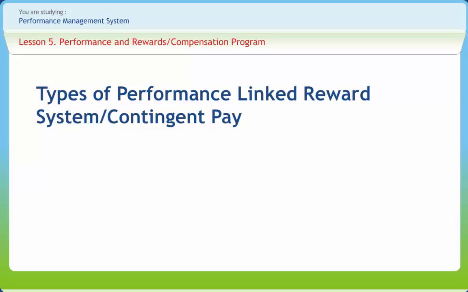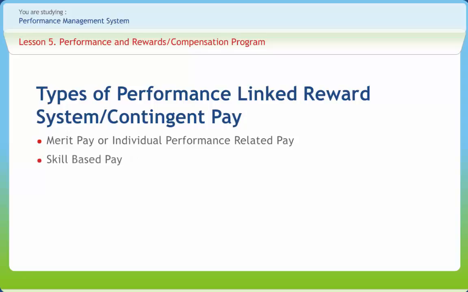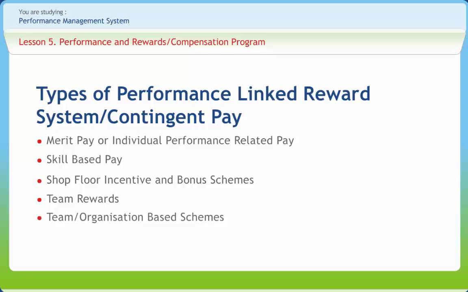The main types of contingent pay are merit pay or individual performance-related pay, skill-based pay, shop floor incentive and bonus schemes, team rewards, team or organization-based schemes, other cash payment.